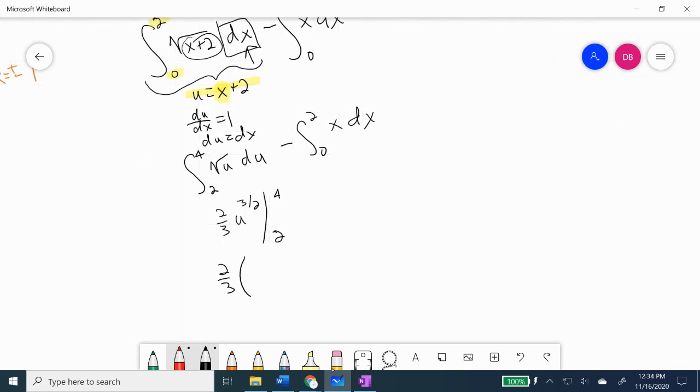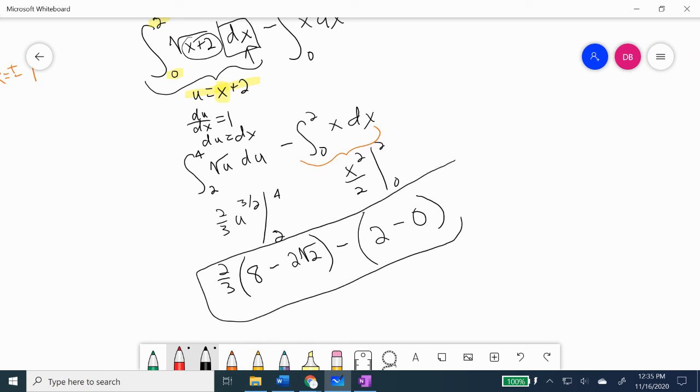When I plug in the 4, I square root it to 2 and then cube it to 8. When I plug in 2, it's not pretty. It becomes 2 root 2. I guess it's not that ugly, but anyway. Then, moving on to this piece, the integral is x squared over 2 from 0 to 2. That gives me, when I plug 2 in, 4 divided by 2, which is 2. When I plug in 0, I'm going to get 0.